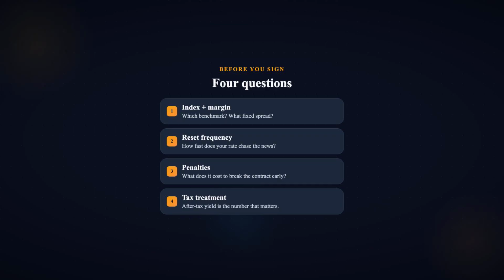Variable interest hits your tax return as ordinary income, but the timing can vary by product and jurisdiction. After-tax yield is the number that actually reaches your kitchen table. These 4 questions apply to savings products, mortgages, and any financial contract with a floating component. Write them down.